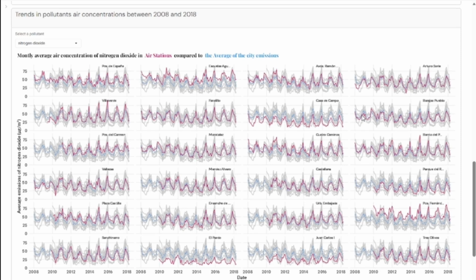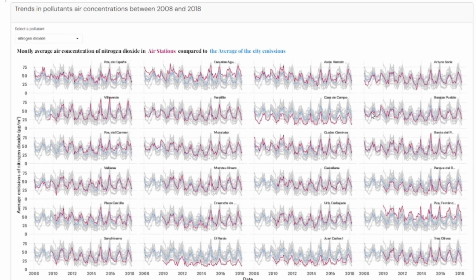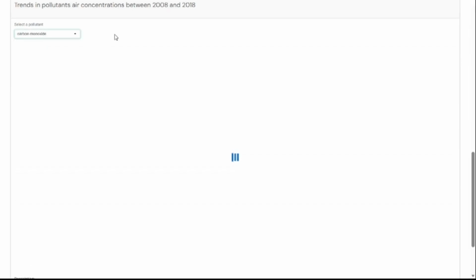But for the areas, for example, Plaza del Carmen or Villaverde, we can see that in later years, there is an increase in air concentration of nitrogen monoxide. We presented nitrogen monoxide here because it has most of the measurements between 2008 and 2018 for most of the stations. And these patterns are also observed in different pollutants. For instance, carbon monoxide, which has similar patterns.